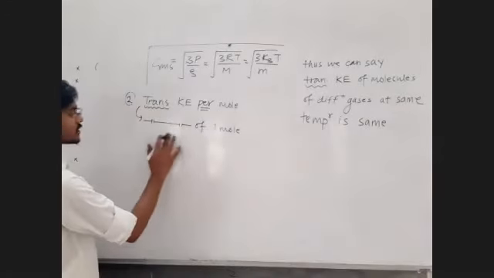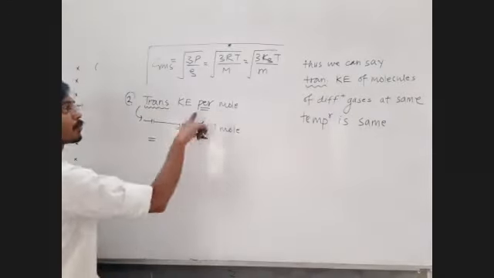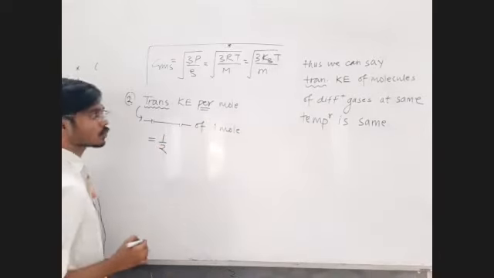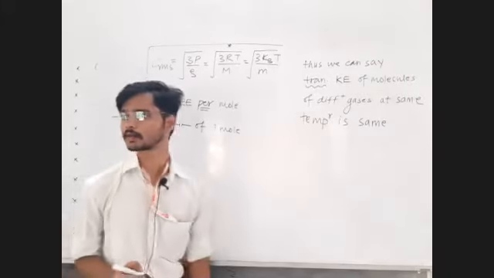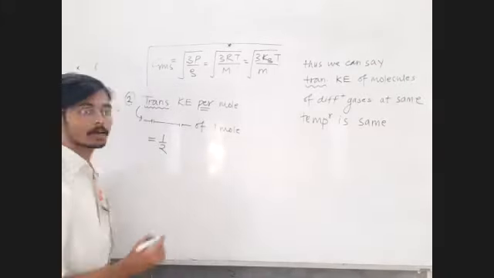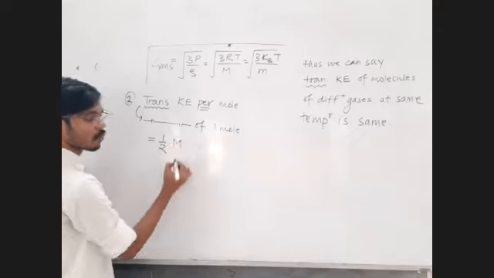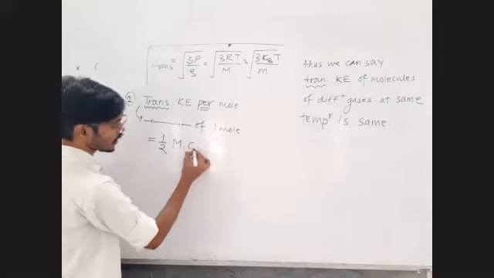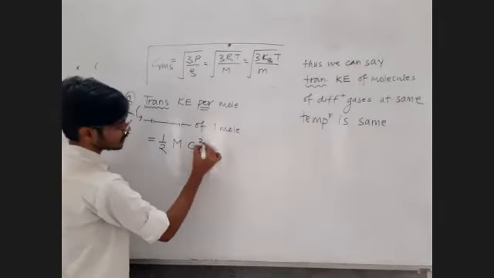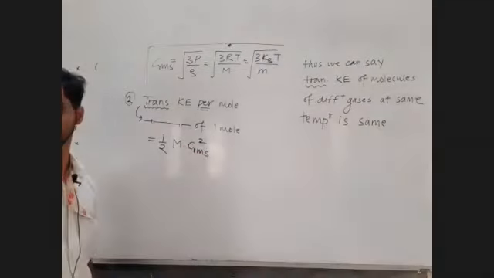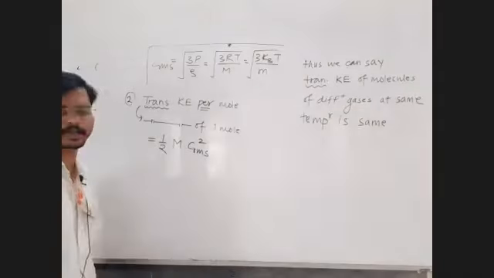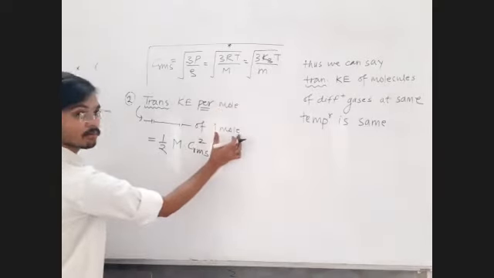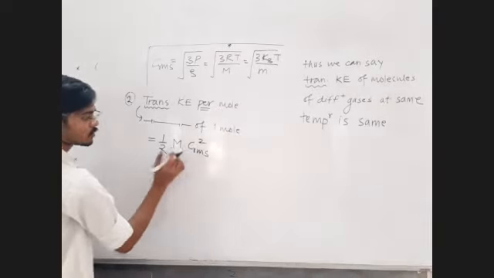Okay, how to calculate translational kinetic energy per mole? 1/2 into the mass of 1 mole. Mass of 1 mole is called molar mass. Into what shall I write? C_rms square. Instead of writing small m, now we shall write capital M, because it is per mole, meaning 1 mole. Mass of 1 mole is molar mass.